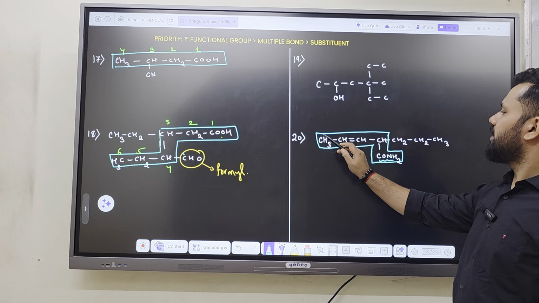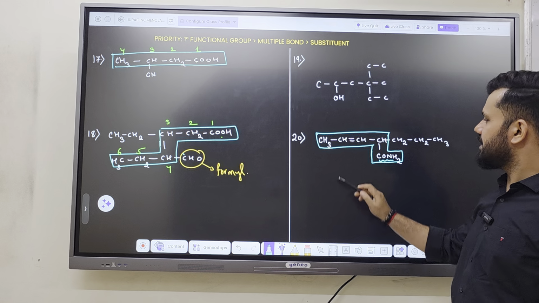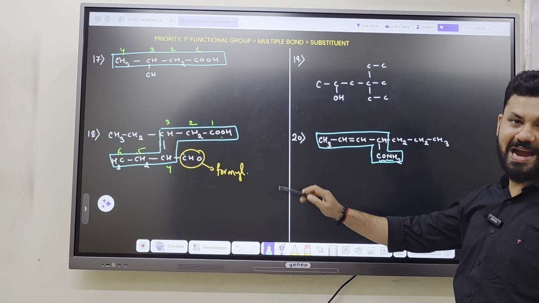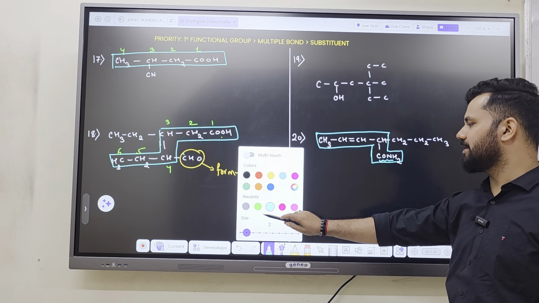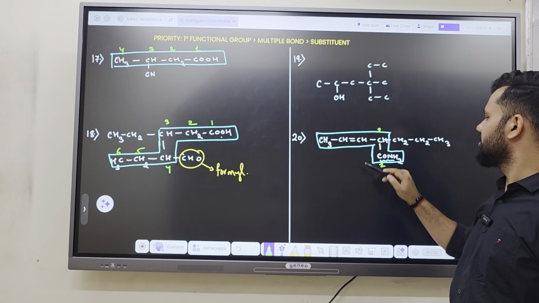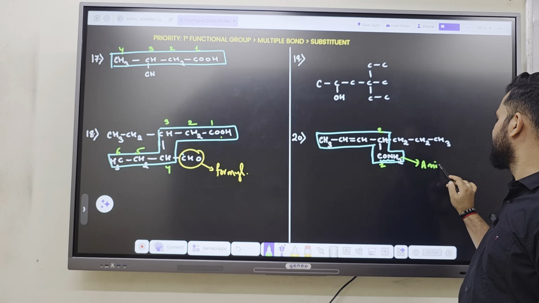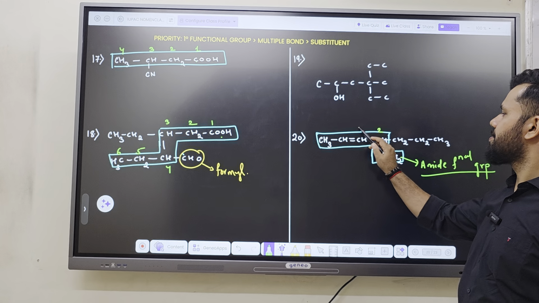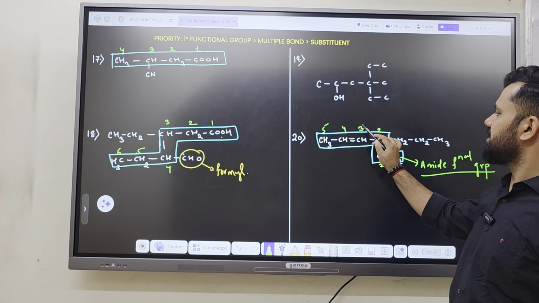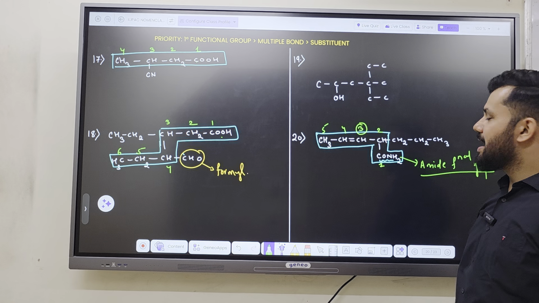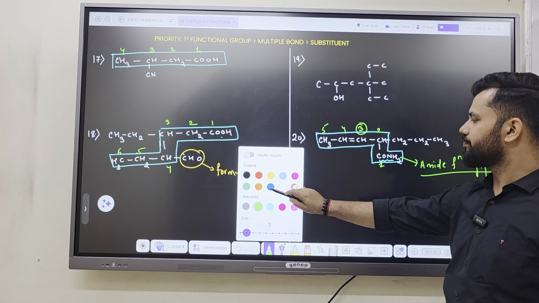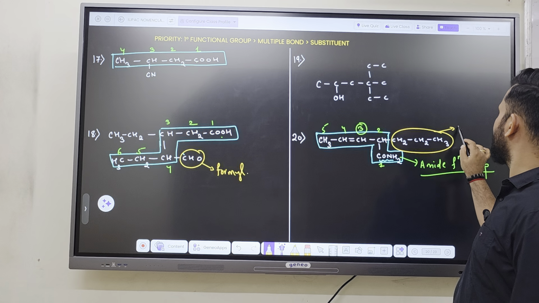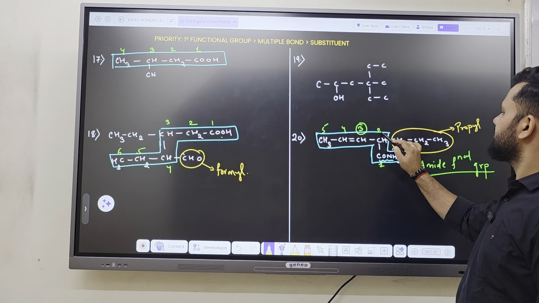Well, either I could number from left to right, in which case I will assign 5 number to the functional group. Another way is to go from right to left and assign 1 number to the functional group. Obviously, we are going to assign 1 number to the functional group. This is called amide functional group. And at which position is the double bond present? At third position. At which position is the substituent propyl present? Sir, at second position.